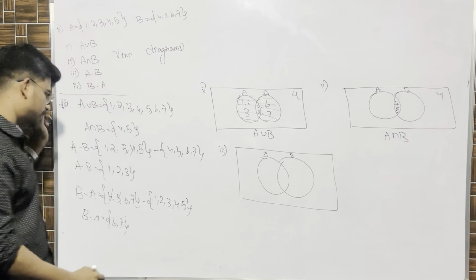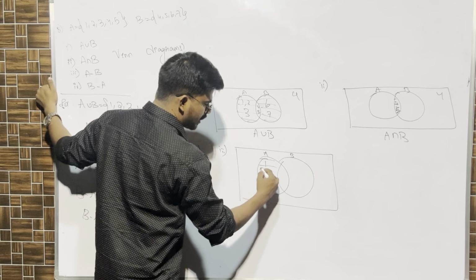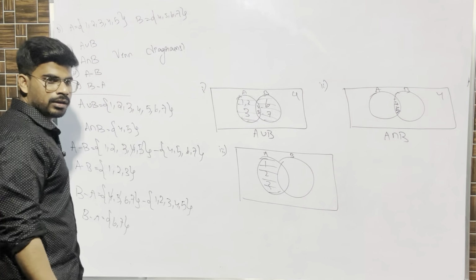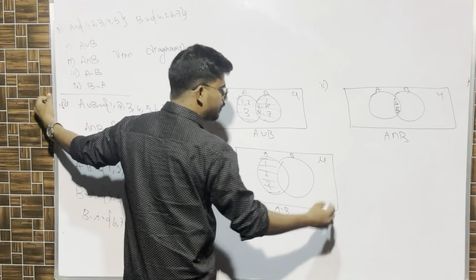Next, A minus B. Only A terms: 1, 2, 3. Shade the A area. That's all. Mu, and this is A minus B.